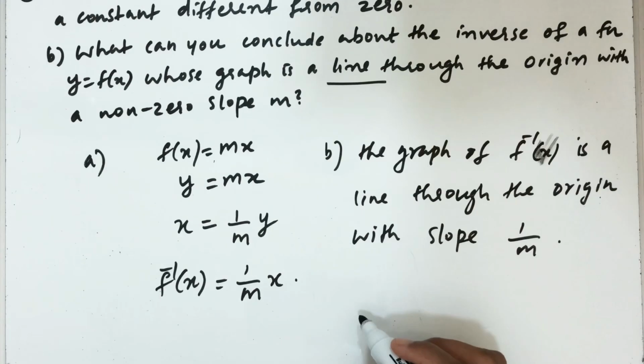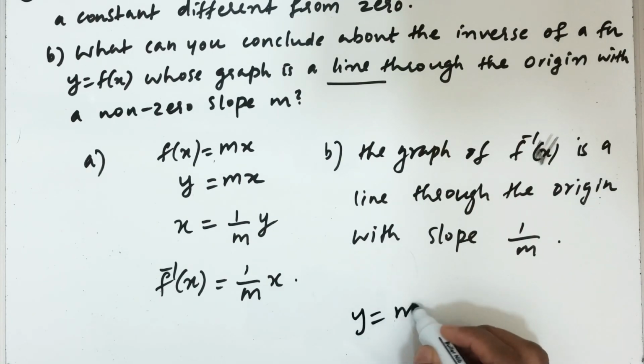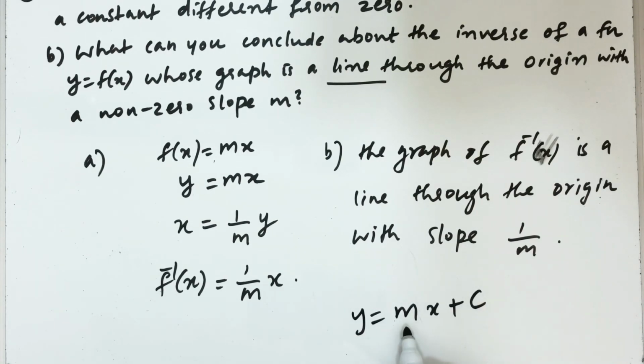You know the equation of a line is of the form y equal to mx plus c with the slope m and y-intercept c, that is it passes through the point (0, c). Here c is 0, that is it passes through the point (0, 0), that is the origin.